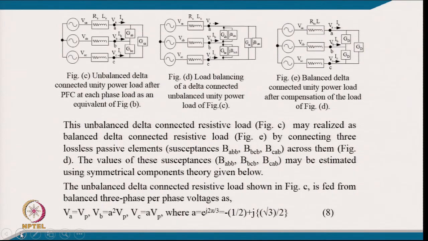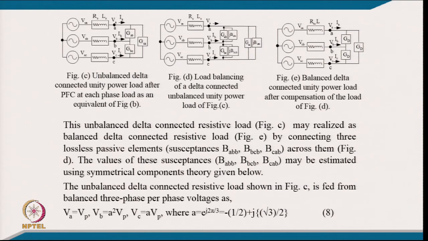So, now we can put another set of compensator here in parallel to these 3 conductances, which are responsible for load balancing of this delta connected load, like your 3 compensator. This equivalent can be realized as 3 balanced delta connected conductances, which you can call a resistive load, which draws all equal, balanced current at unity power factor from this delta equivalent balanced load.